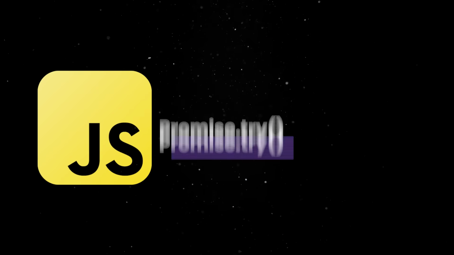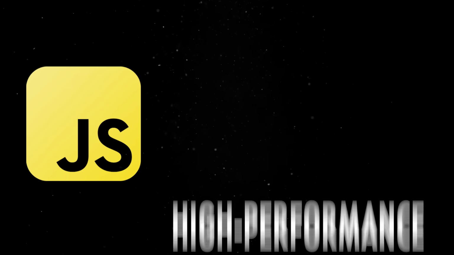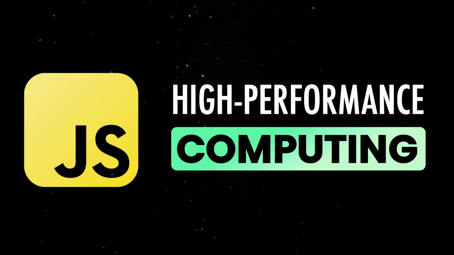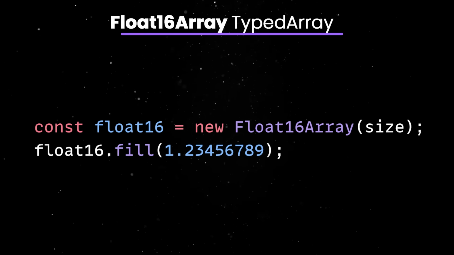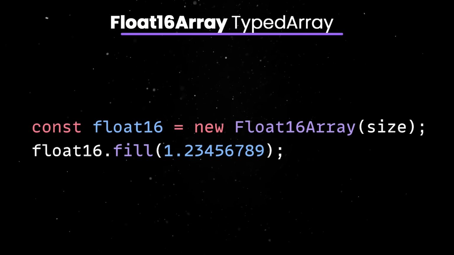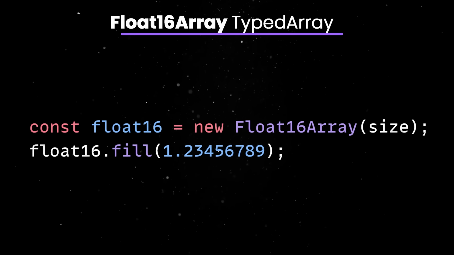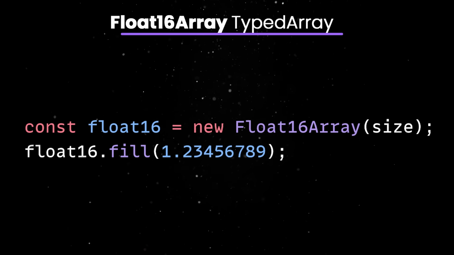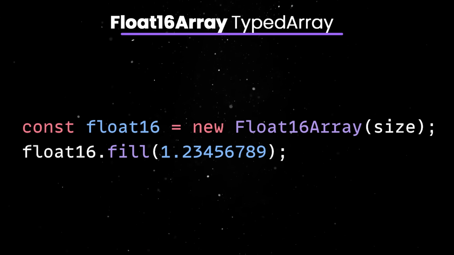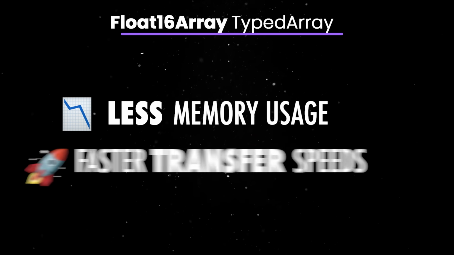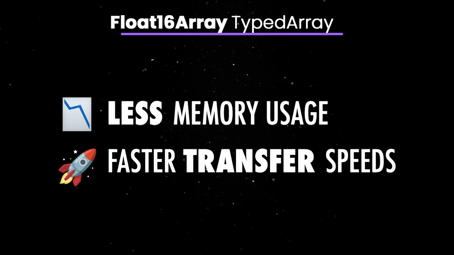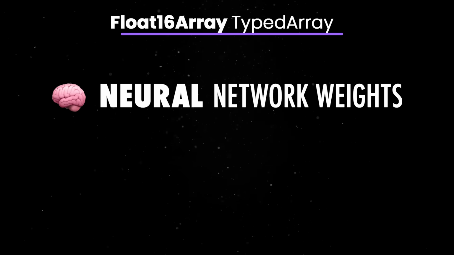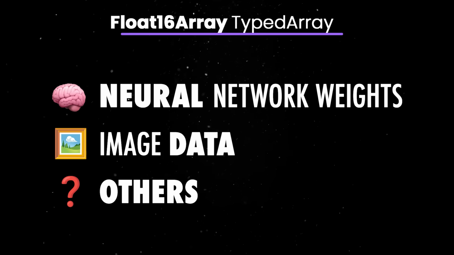Finally, JavaScript is continuing its effort to cover the needs of high-performance computing. Float16Array is a new typed array that stores 16-bit floating point numbers, which is half the size of the usual 32-bit float, and a quarter of JavaScript's default number, which is always a 64-bit double. This means less memory usage, faster transfer speeds, and just enough precision for things like neural network weights, image data, or any other scenario where you care more about throughput than decimals.